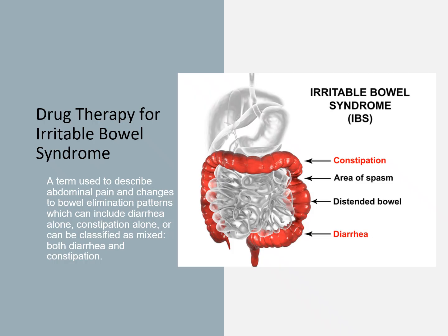When we talk about diarrhea, we also have to talk about drug therapy for irritable bowel syndrome. There are different types of IBS: IBS with constipation and IBS with diarrhea, so it would be IBS-C for constipation or IBS-D for diarrhea. Irritable bowel syndrome is a disorder characterized by cramping, abdominal pain, and either diarrhea, constipation, or a combination of both.